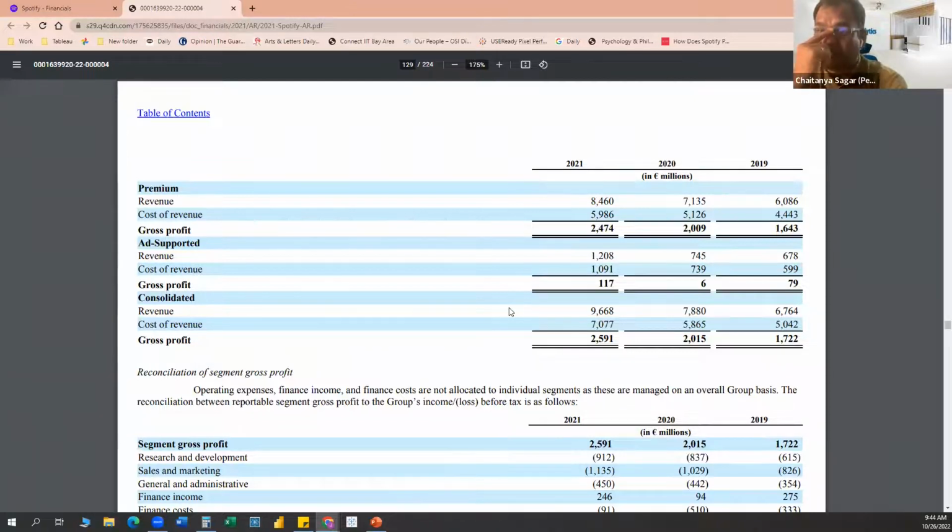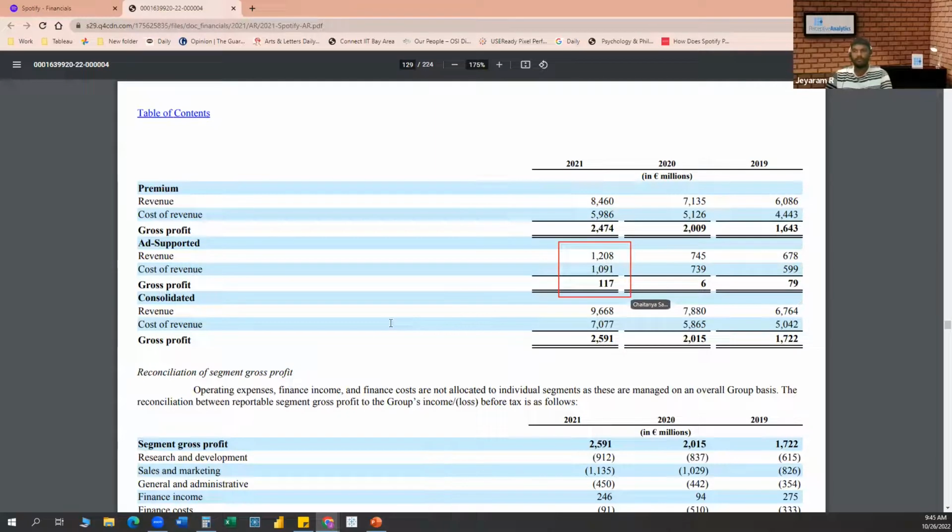Remember you mentioned that some time ago. Yeah. Okay. So the gross margin is obviously higher in the premium, right? So 2474 upon 84 is about 27%, something like that. So here cost of revenue. So these numbers, sorry, go ahead.